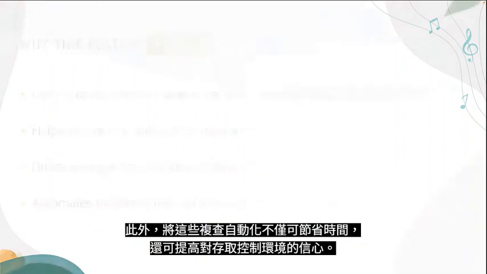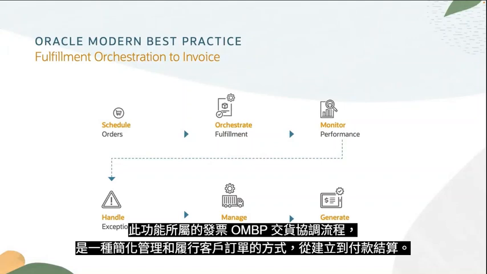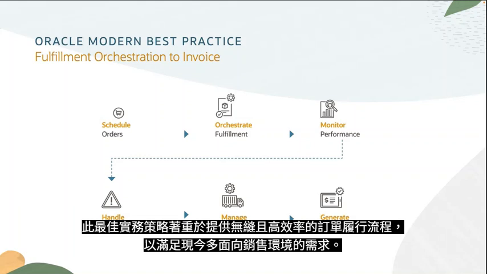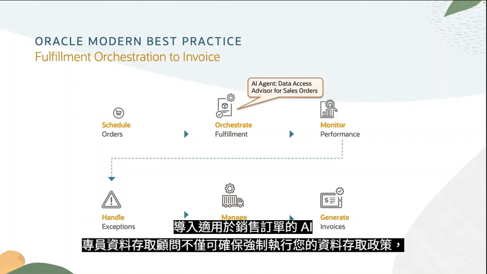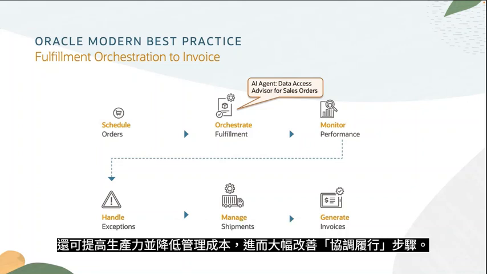The Fulfillment Orchestration to Invoice (OMBP), which this feature falls under, is a streamlined approach to managing and fulfilling customer orders from creation through payment settlement. This best practice strategy focuses on providing a seamless and efficient order fulfillment process to meet the demands of today's multifaceted sales environment. The introduction of AI Agent Data Access Advisor for sales orders greatly improves the orchestrate fulfillment step by not only ensuring that your data access policies are enforced, but by also improving productivity and reducing administrative cost.